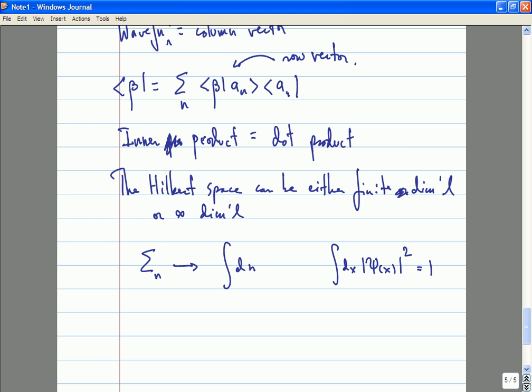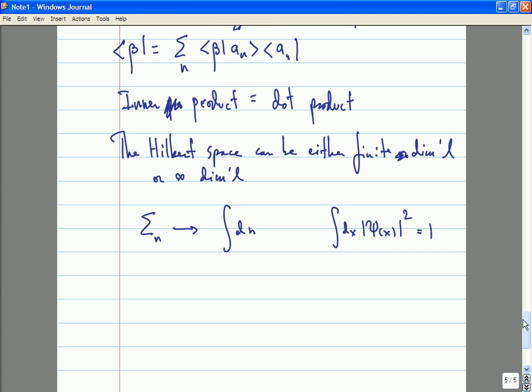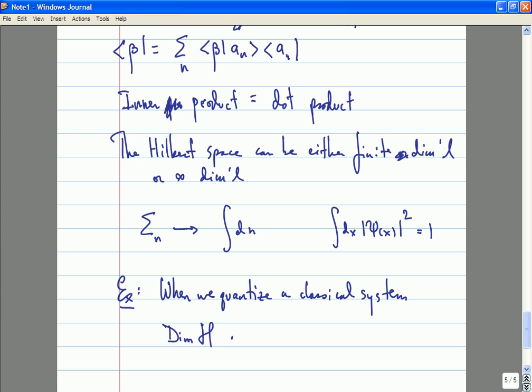Okay. So let me just remind you of a few examples of Hilbert spaces, presumably examples that you have seen before. So for an example of a finite dimensional Hilbert space, I'm going to first introduce you to the following slogan, which is that when we quantize a classical system, the dimension of the Hilbert space is roughly given by the volume of the phase space of the corresponding classical system.